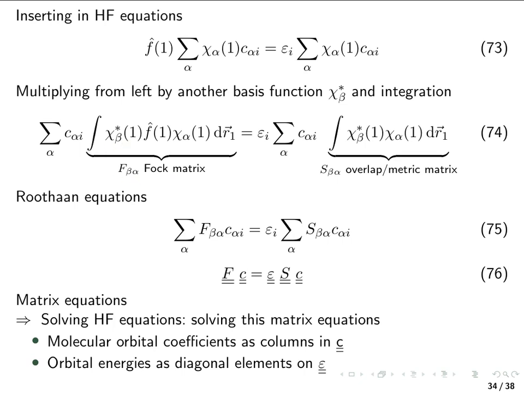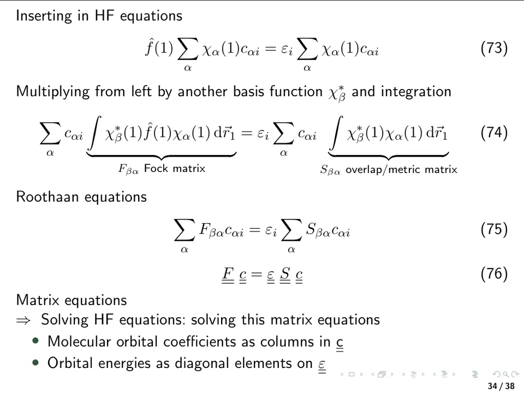And on the right hand side, when we multiply from the left with chi beta complex conjugate and integrate, epsilon is a constant, the coefficient of course a constant. So what we get here is an overlap matrix of the basis functions. And the basis functions are in general not orthogonal, so this overlap matrix is not going to be a unit matrix, but it's going to be a real overlap matrix, and it's also sometimes called a metric.